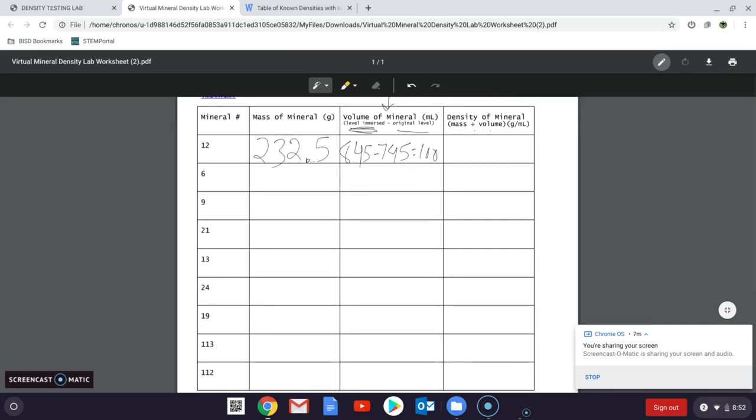Now, I don't want anybody calculating the density yet. I want all of you to go through each of these minerals and record your data first. That's incredibly important. I don't want to see any densities calculated until the very end.